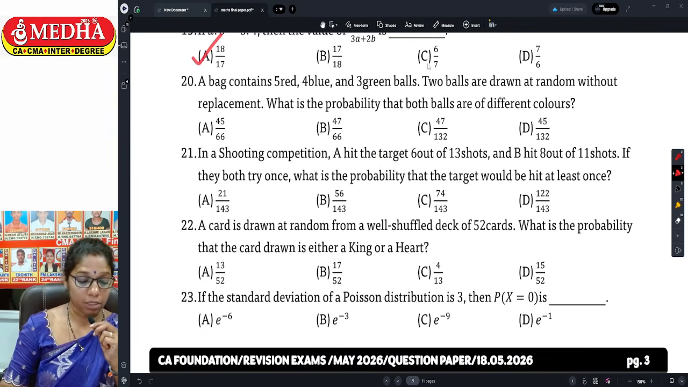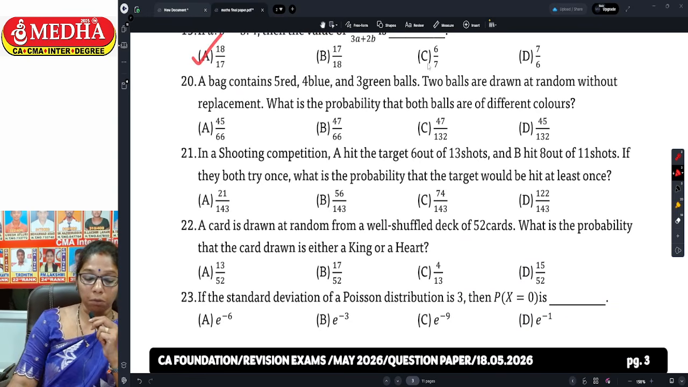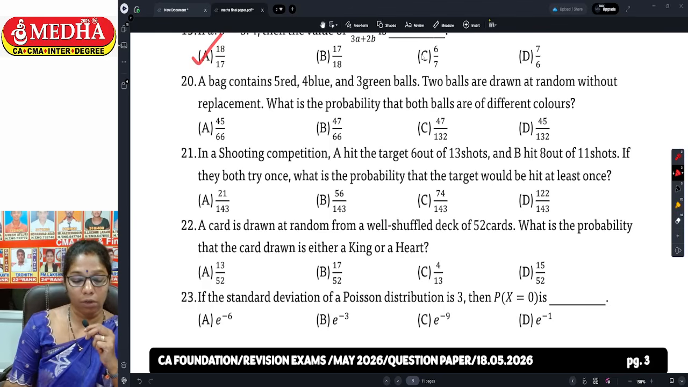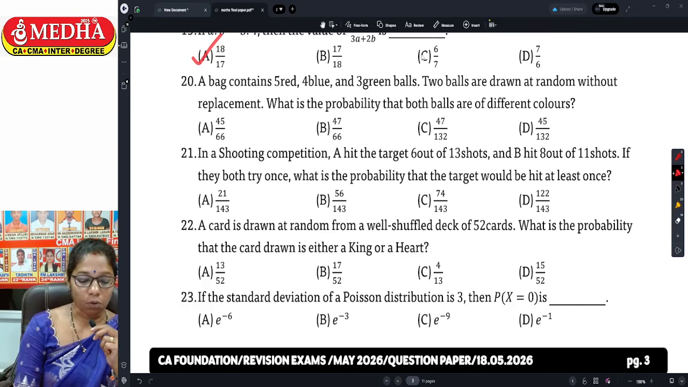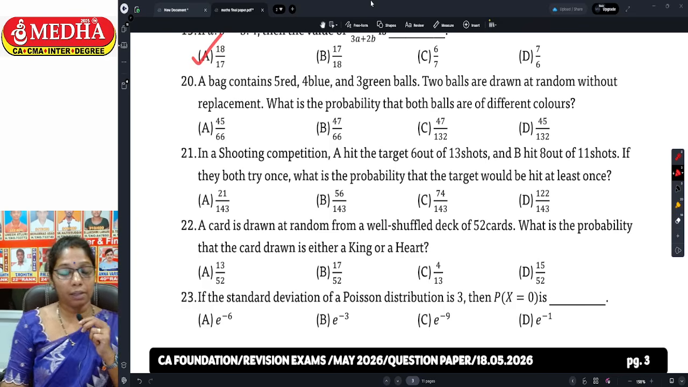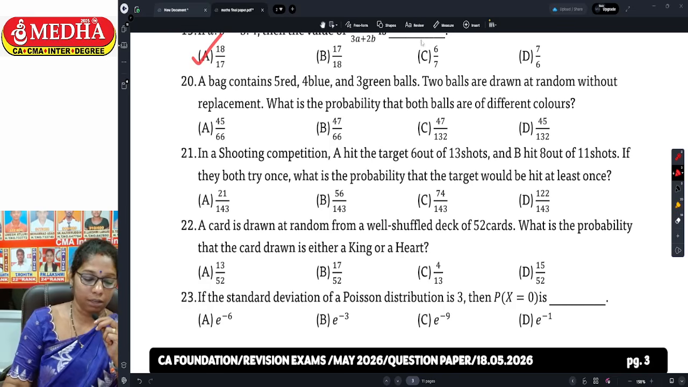Question number 19. Next, a bag contains 5 red, 4 blue, 3 green balls. 2 balls are drawn at random without replacement. So it is a conditional probability. So 2 balls are drawn one after another. So the first ball is not replaced in the bag again. So what is the probability that both are different colors?